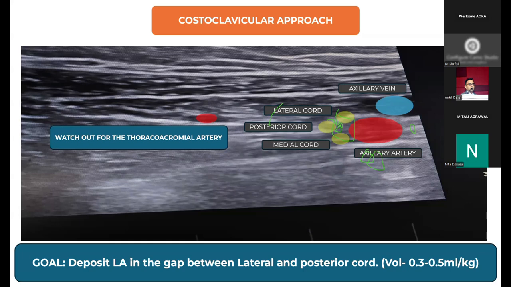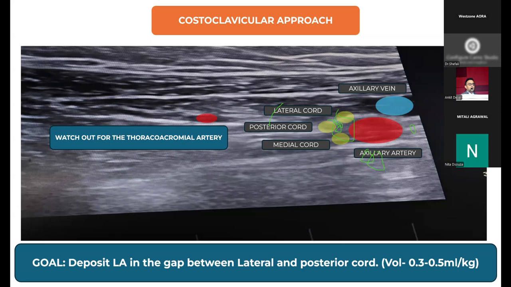But as you rightly said, the costoclavicular approach is more dangerous in pediatrics. It's very close to the pleura, etc. That's why we prefer the lateral infraclavicular approach. But you have to remember that one of the causes of failure of the lateral infraclavicular approach is this point, because your catheter is not close to all the cords. That may be one of the reasons for secondary failure of the block.